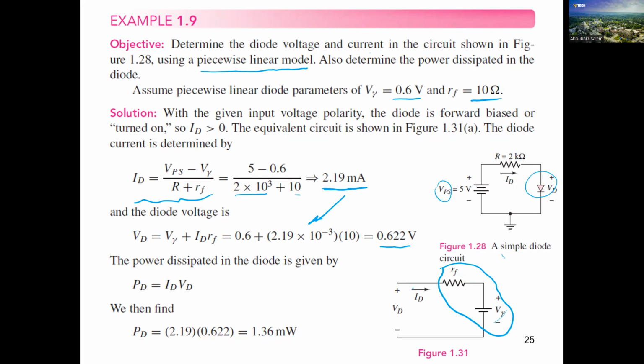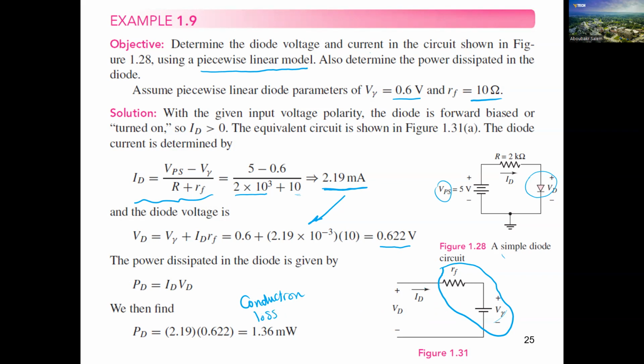We can make a breakdown for the calculations. We can say it's ID squared times RF plus V gamma times ID, the same. So you can calculate it either way. You can distribute from this circuit or consider the overall voltage across the diode in order to calculate the losses. By the way, guys, this is called conduction loss.